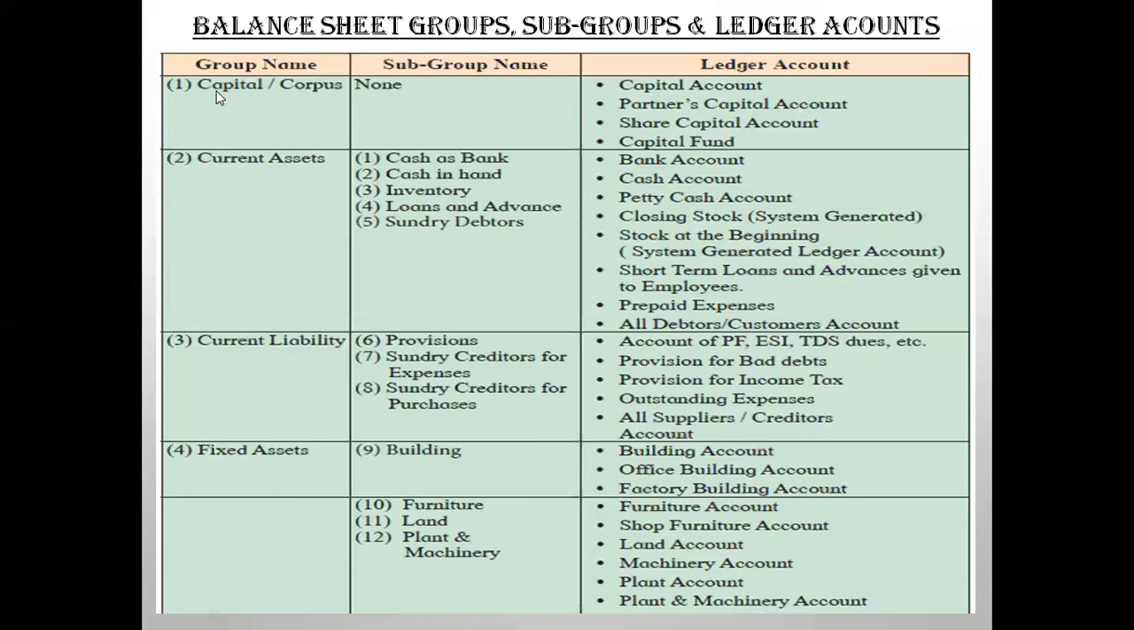So when you say capital account, the partner's capital account, the share capital account or the capital fund, these all examples will come under the main head capital.